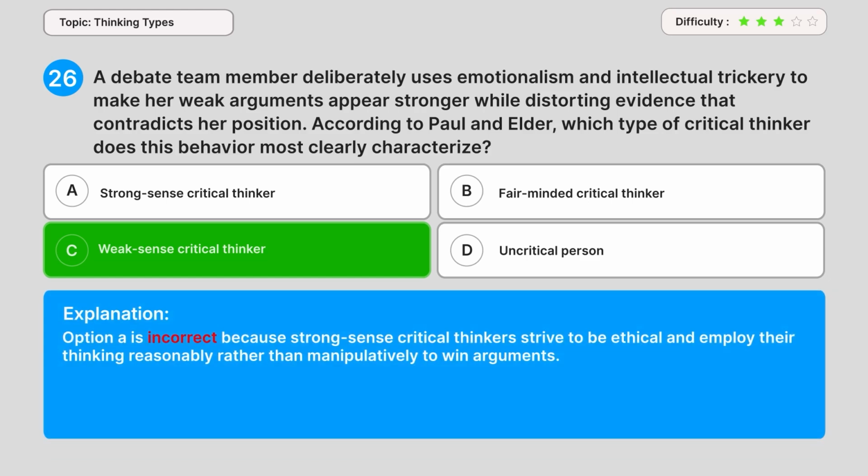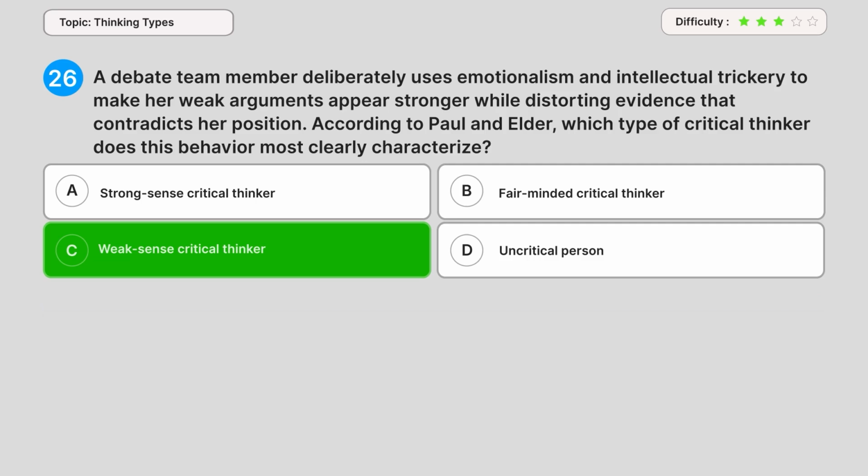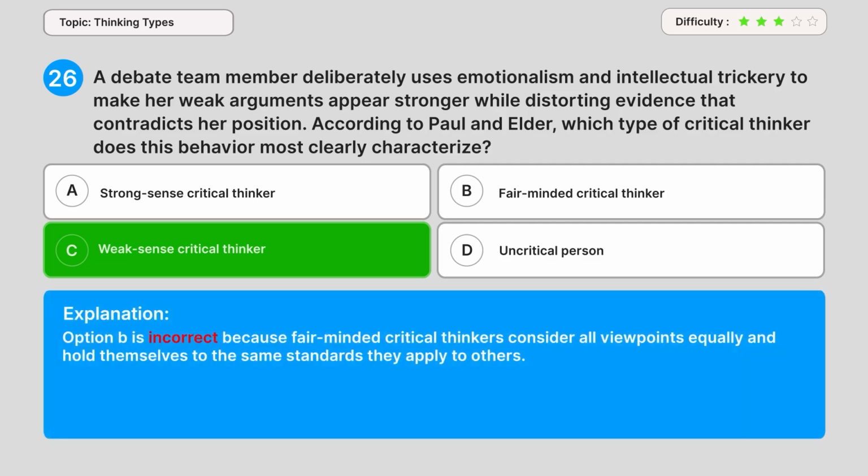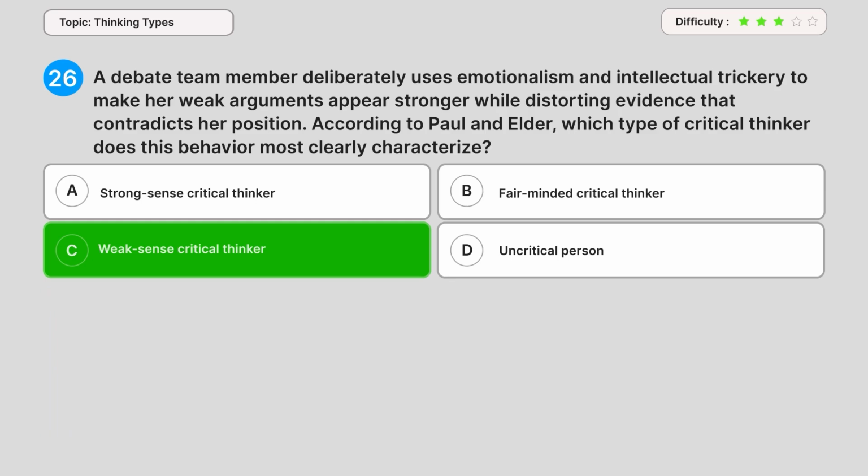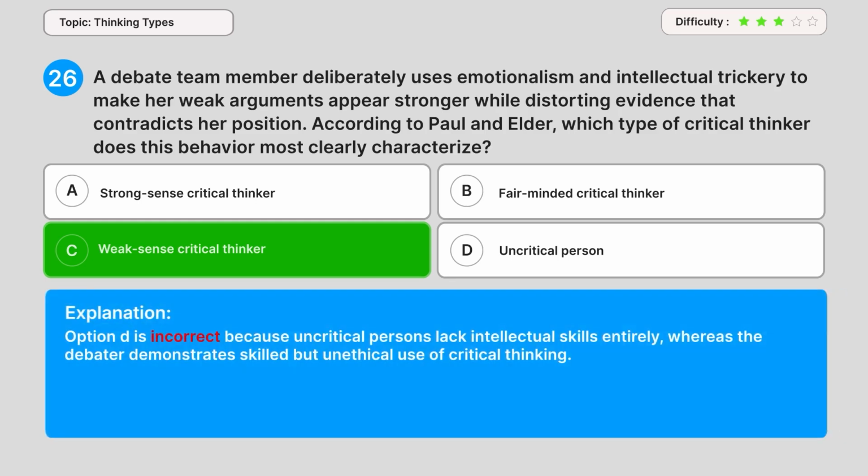Option A is incorrect because strong-sense critical thinkers strive to be ethical and employ their thinking reasonably rather than manipulatively to win arguments. Option B is incorrect because fair-minded critical thinkers consider all viewpoints equally and hold themselves to the same standards they apply to others. Option D is incorrect because uncritical persons lack intellectual skills entirely, whereas the debater demonstrates skilled but unethical use of critical thinking.